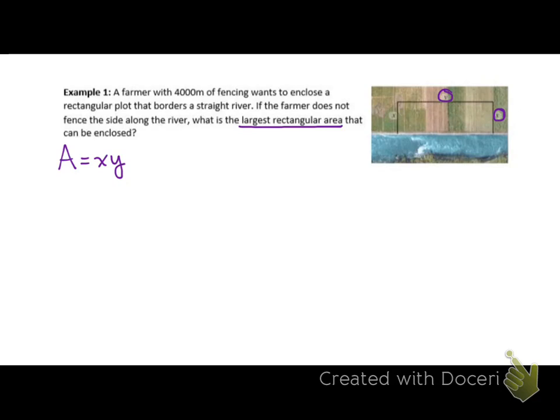Now, they give us some information. They tell us that we have 4,000 meters of fencing. Okay, and to find the amount of fencing we would use, we would just add up all the sides. So 4,000 is going to equal all the sides added together. There are two x's, so 2x plus y.